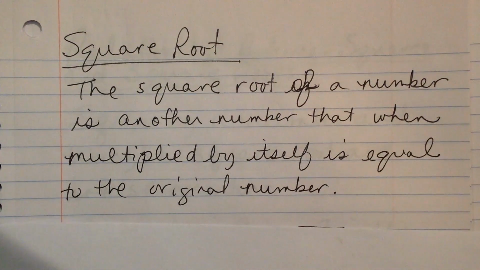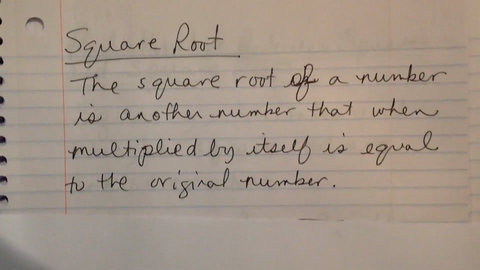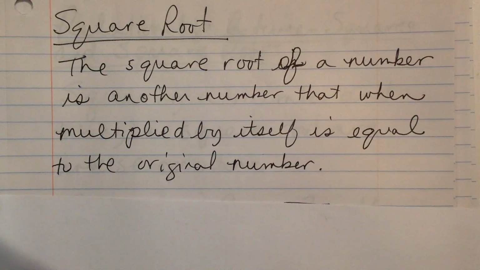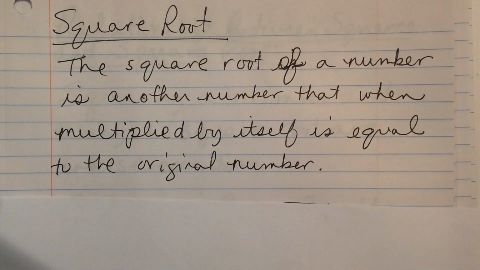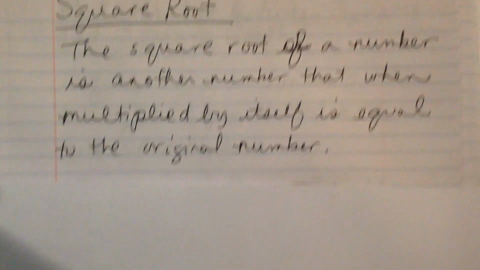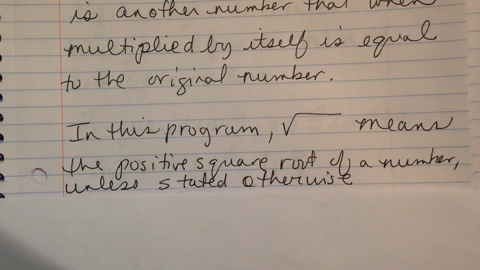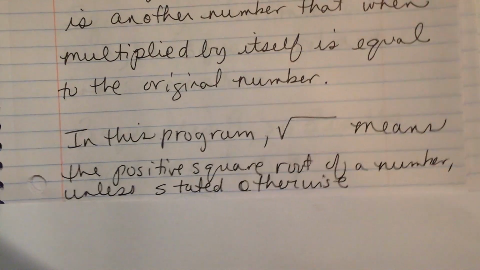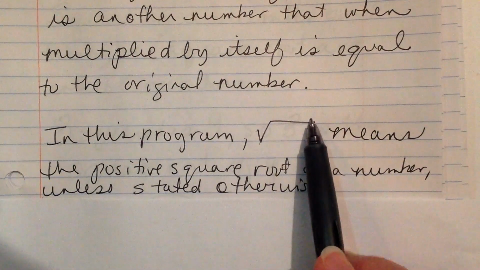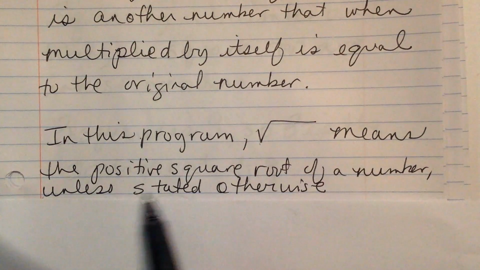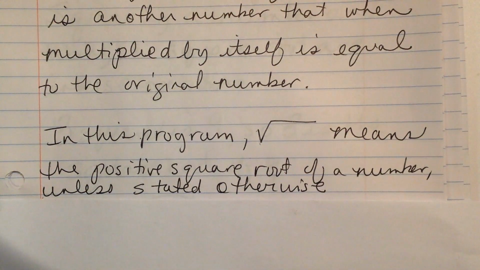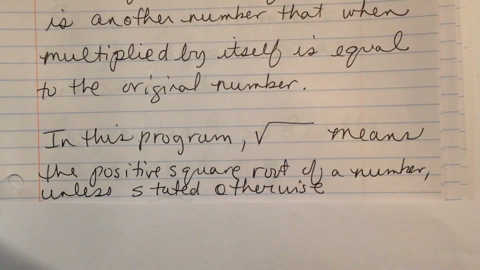Next, I want us to talk about square roots. Again, a definition. The square root of a number is another number that, when multiplied by itself, is equal to the original number. That is the definition of square root. In this program, the square root symbol means the positive square root of a number, unless stated otherwise.